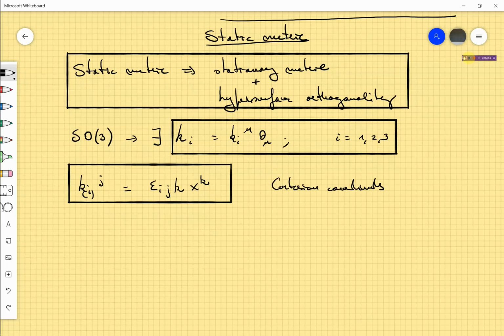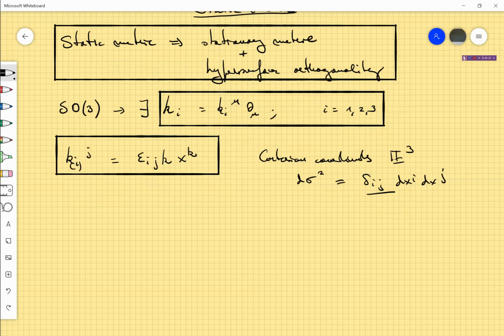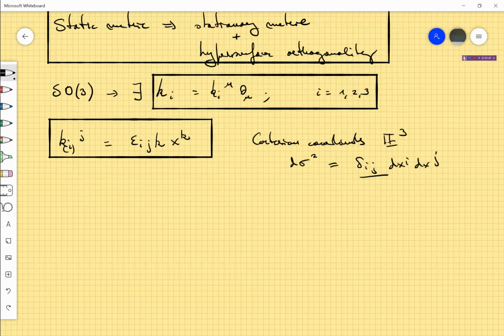And in three-dimensional Euclidean space, which is the space with the metric, we put sigma, just to remark that we are not talking about a proper time. This is three-dimensional, so this is just delta ij dx^i dx^j. This is the Euclidean three-dimensional metric.